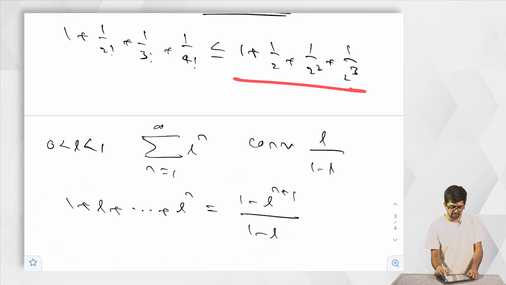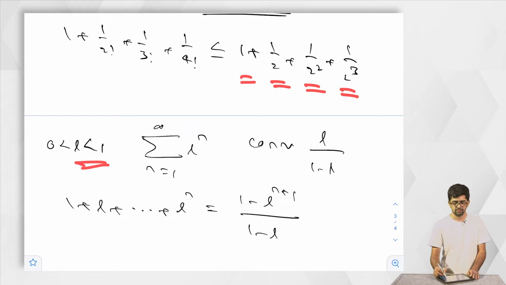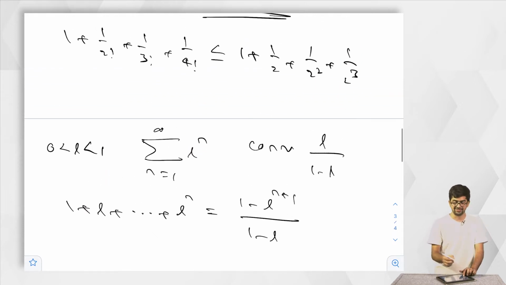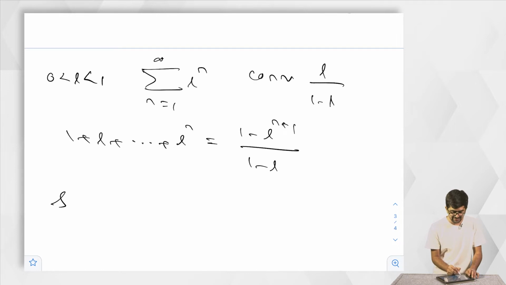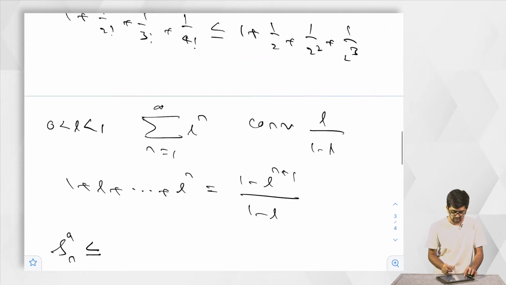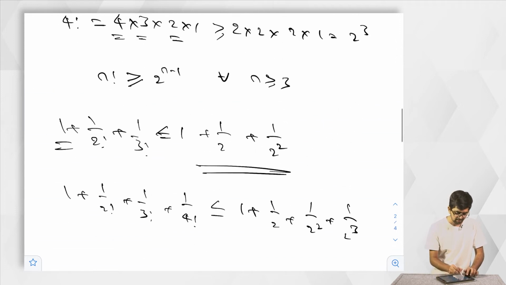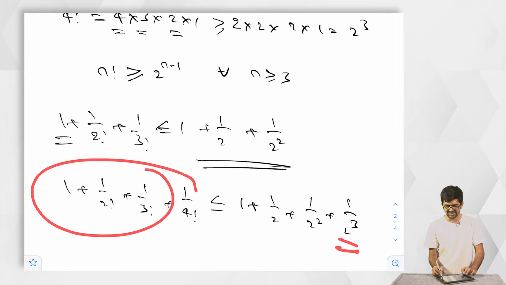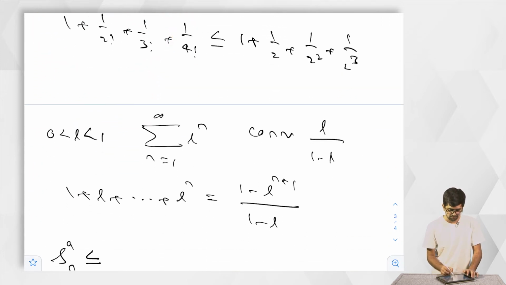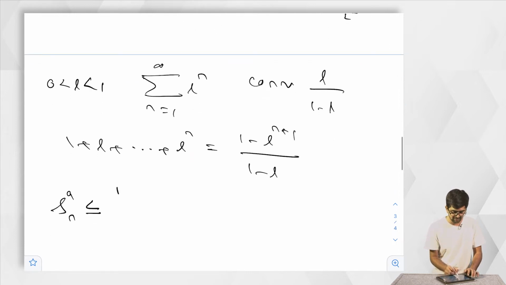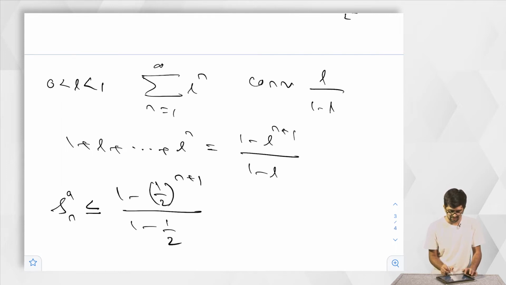Now we have the same thing here also. L is less than 1: 1, L, L square, L cube. This is true for general n. So what we have is S_n is less than or equal to what? Here the fourth term, this is what S_4 is, right? For S_4 we have only 3 here. If this is 3, this is 3 less than 4, so that is fine, less than or equal to 1 minus 1 by 2 power n plus 1 by 1 minus 1 by 2.